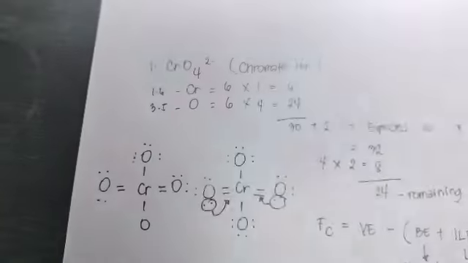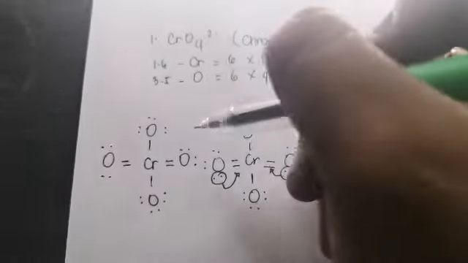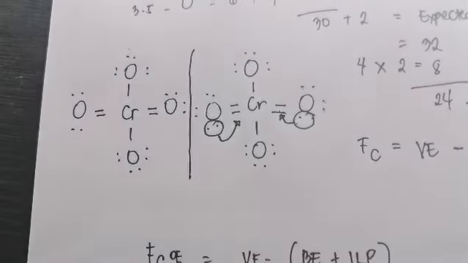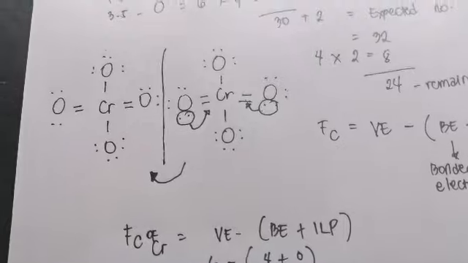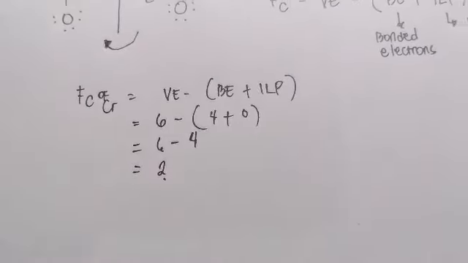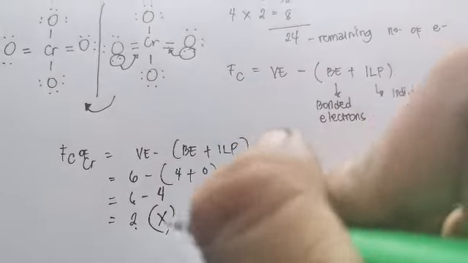Okay, let's rewrite. Para mas makita yung itsura ng structure. Okay, ayan na po. Ito na po yung bagong structure. Okay, yan lang po. Okay, so now let us utilize now the formula. So hindi na po to. Ito po ay isang mali.